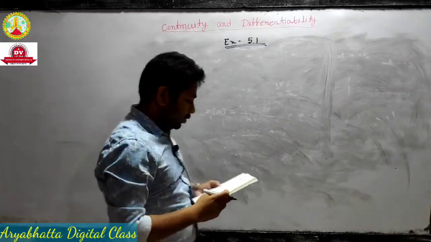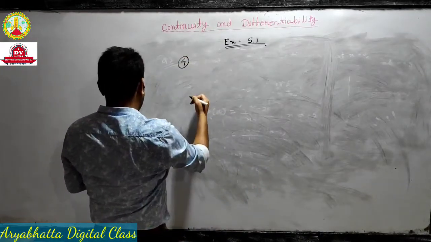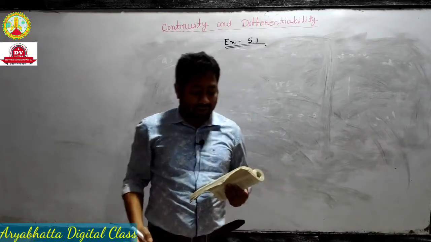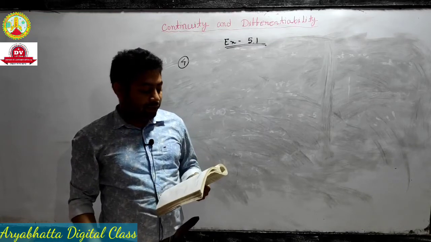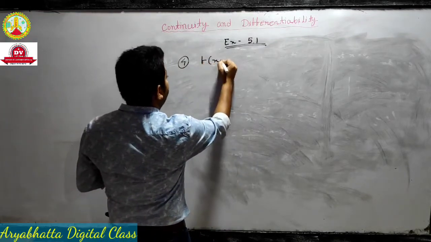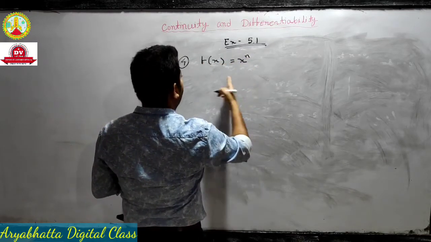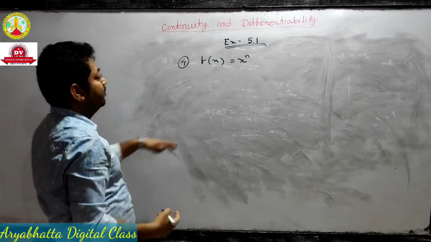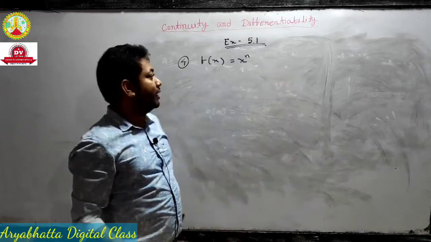Next, question number 4. Prove that the function f of x is equal to x to the power n is continuous at x equal to n, where n is a positive integer. Prove that the function f of x is x to the power n is continuous at x equal to n.